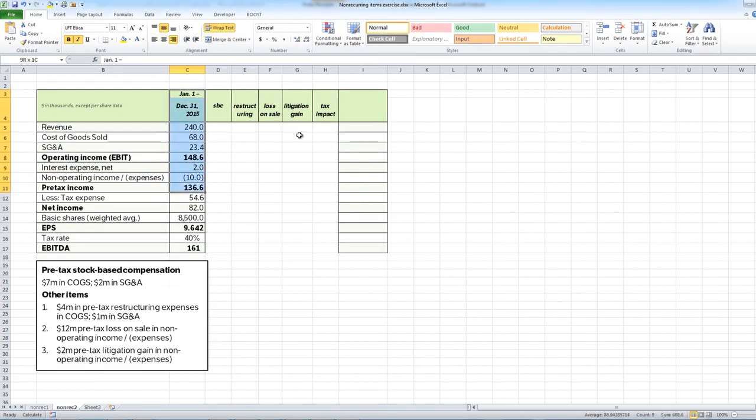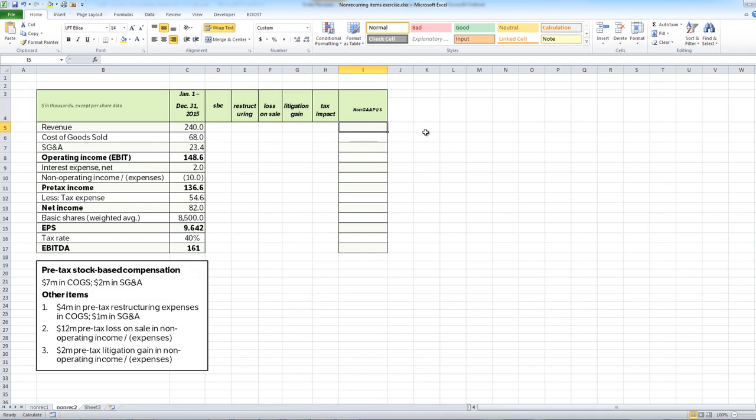Here is the GAAP-based income statement, and then we have these non-recurring items that we've identified. What we've done is actually very similar to the VMware style disclosures. We've broken out all of the potential non-recurring items in columns on top, just to make it really clear what we're adjusting to get to what is going to be a non-GAAP income statement in this column.